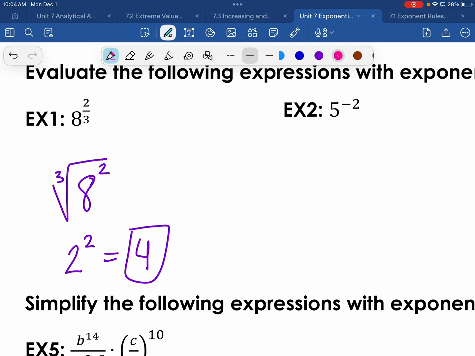What does the negative exponent do? Makes it go to the bottom. So the 5 squared is going to go to the bottom. The 1 is going to stay on top. It's an understood one. And when it moves to the bottom, your exponent turns positive. So what is 5 squared? 25. So your answer is 1 over 25.